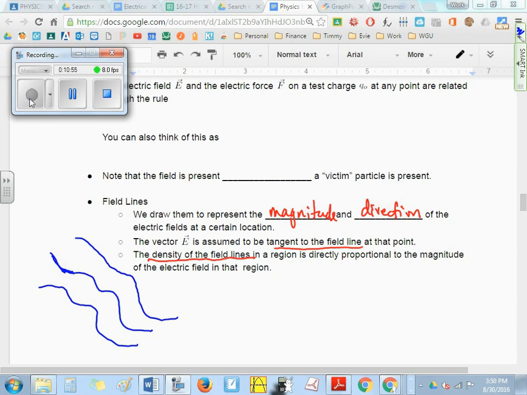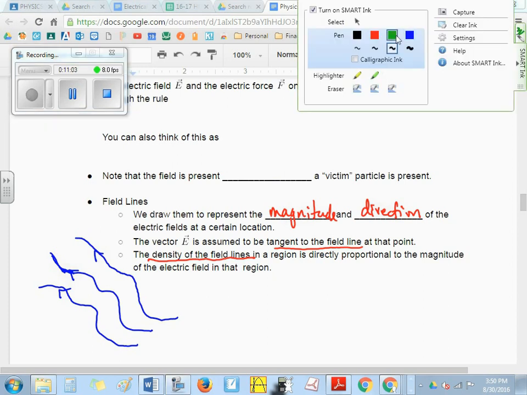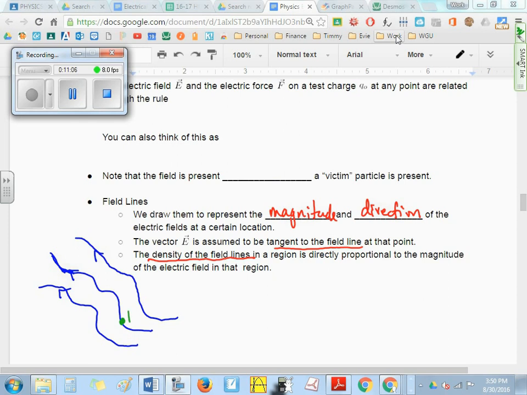So let's say that there are arrows drawn on here. So what does that mean? That means that if you pick a random point, let me use green. Let me say you pick this point right here, point A. Draw your vector, your field vector, in the direction of tangency. So the field vector would point like this. Okay?